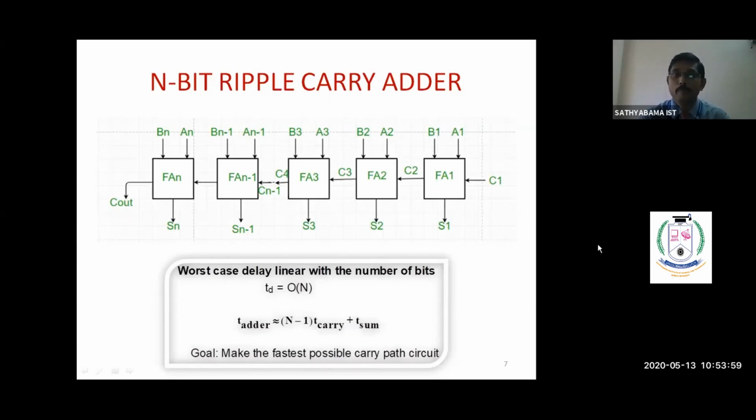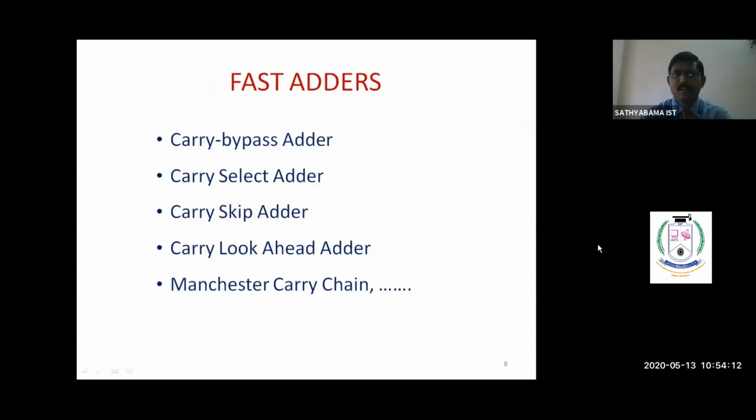So we have to find another method. That means we have to reduce the propagation delay of the carry path. For that, we move to fast adders. There are different types of fast adders: carry bypass adder, carry select adder, carry skip adder, carry lookahead adder, Manchester carry chain adder, etc. We are going to see some of the fast adders.